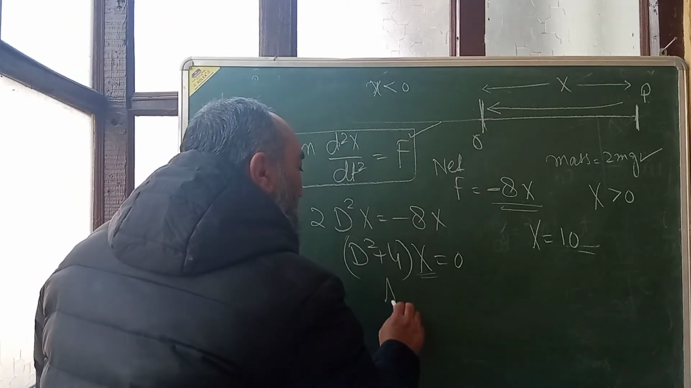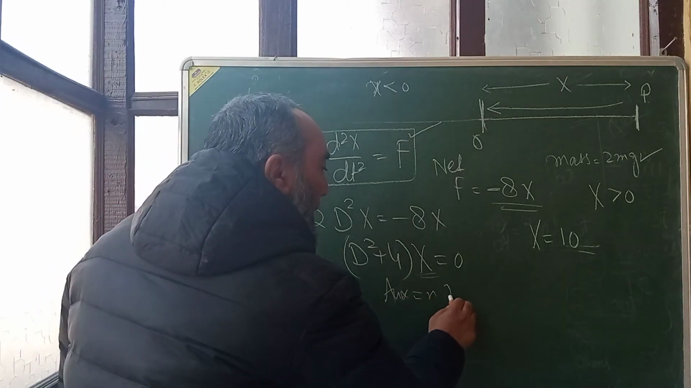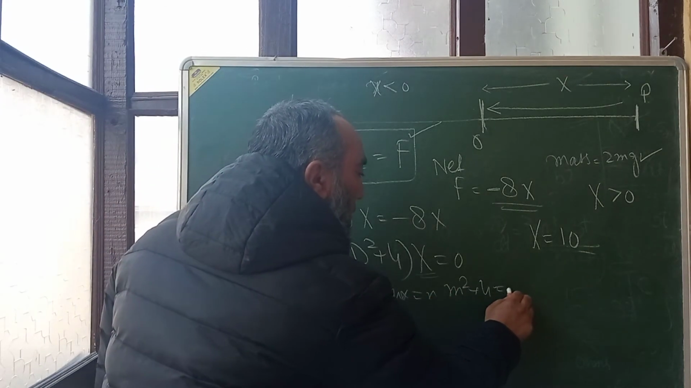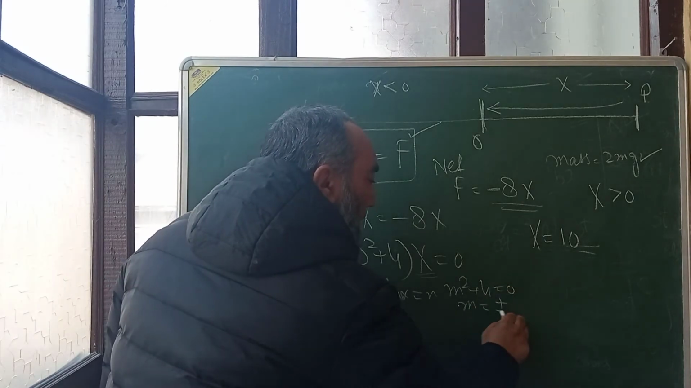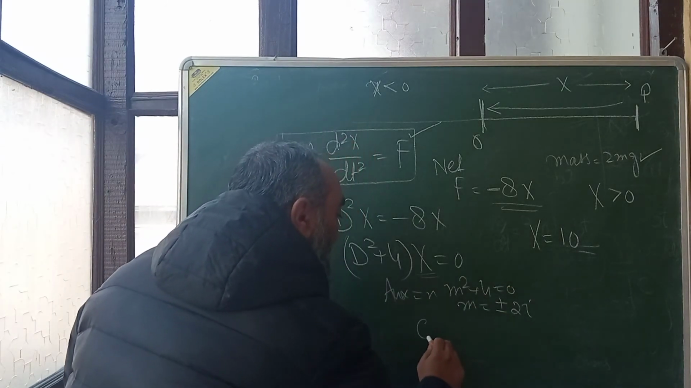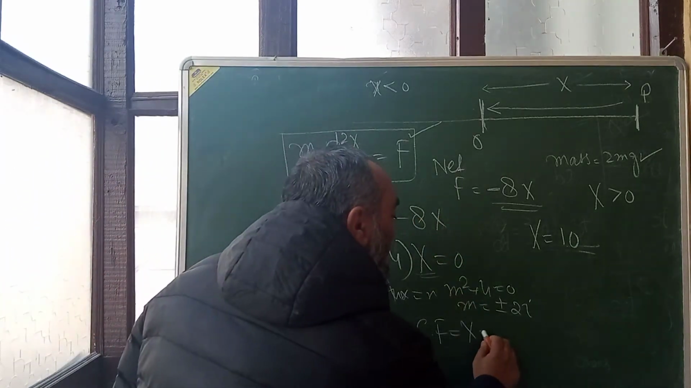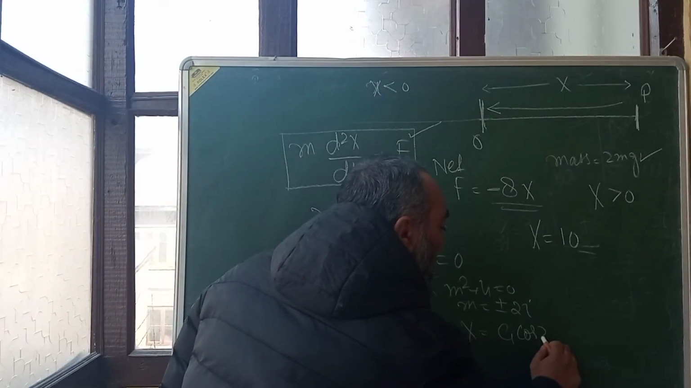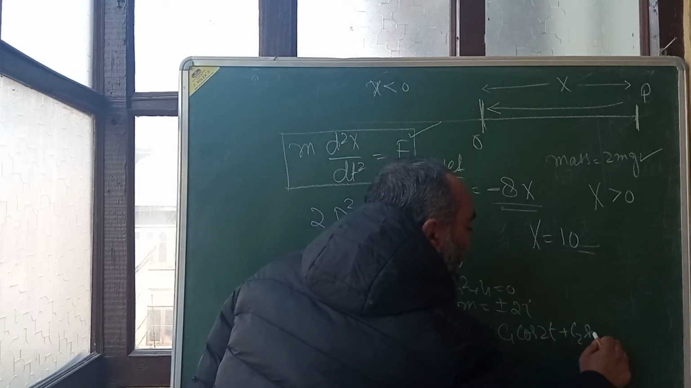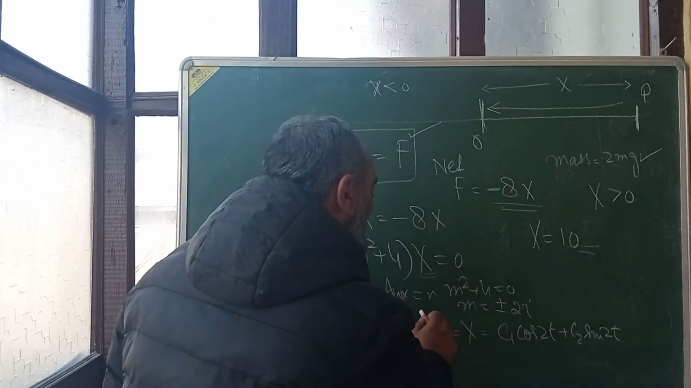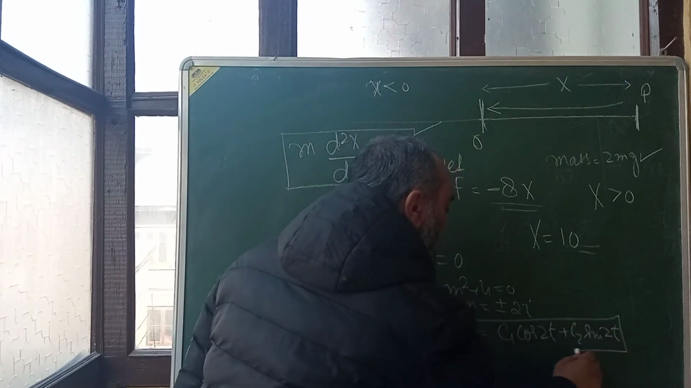So your auxiliary equation is m square plus 4 equals 0. So m is plus minus 2i. What is the complementary function, which is x in this case because the right hand side is 0? This is C1 cos 2t plus C2 sin 2t. Fine, this you have got.